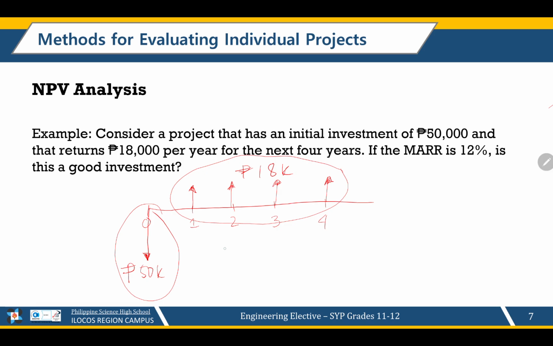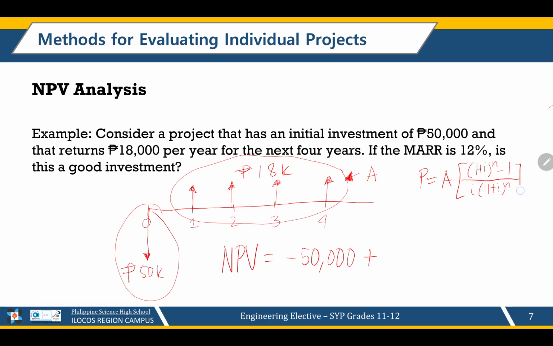Okay, so for our net present value, we have this negative 50,000. Negative since the direction is downward. Plus this 18,000 annually. However, these are uniform annual payments, or our A. So we want to find P given this A. So again, we have our formula. P is equal to A times 1 plus I raised to n minus 1 all over I times 1 plus I raised to n.